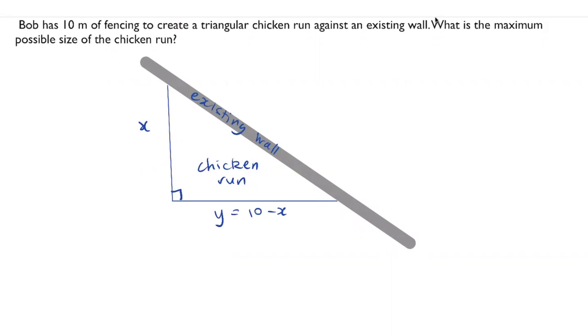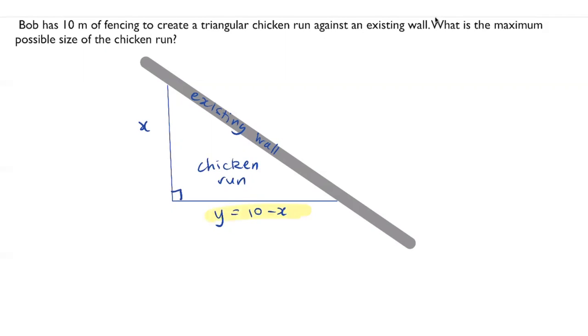Now, because he's got 10 meters of fencing only, and there's only two sides, right? So you could make both sides 5, you could make one side 10 and the other 9. And that's why what we've got is this thing over here where I've got y is equal to 10 minus x.